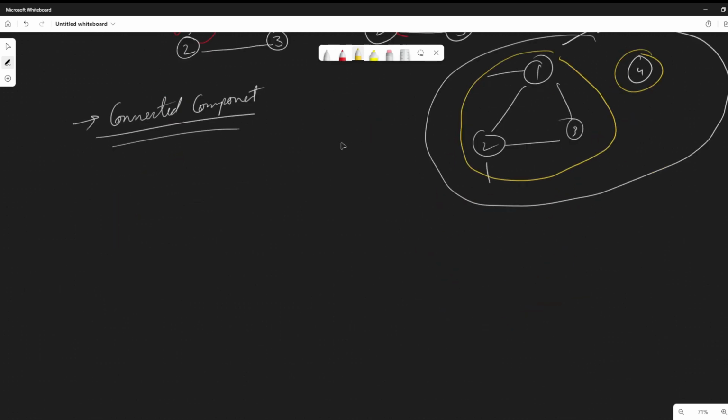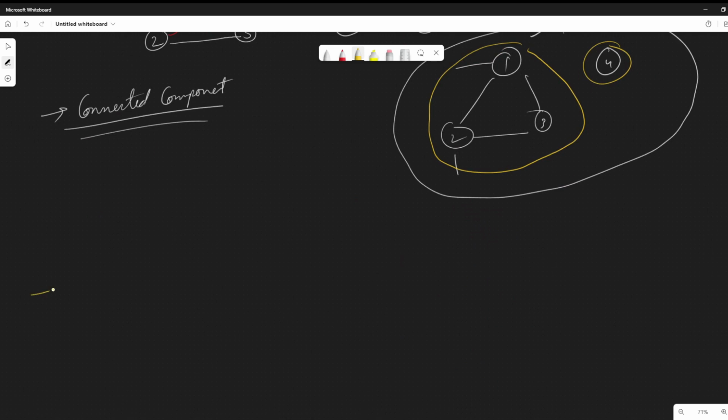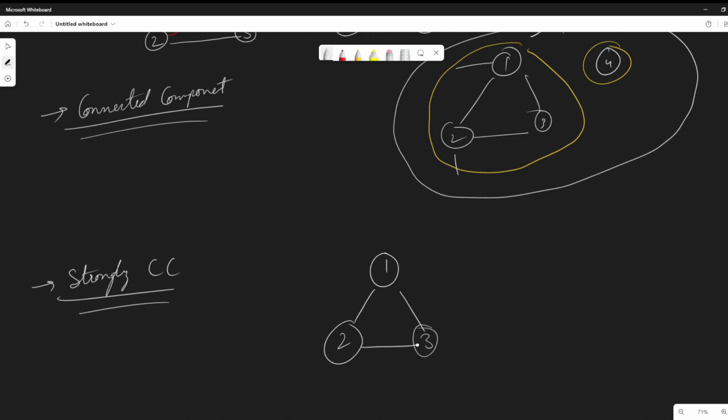Okay, now we will talk about strongly connected components, which means basically there is a path from each vertex to another vertex. So how can we draw this? Let me draw this.